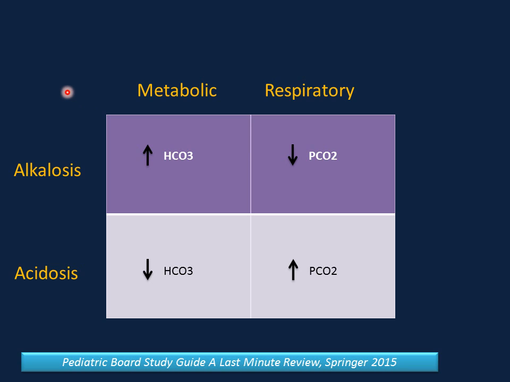This diagram is to simplify the acid-base disorders. In the cases of alkalosis, it could be metabolic or respiratory. In the cases of metabolic alkalosis, the bicarb will be high. In the cases of respiratory alkalosis, the PCO2 will be low. In the cases of acidosis, if it's metabolic, the bicarb will be low, and in the cases of respiratory acidosis, the PCO2 will be high.